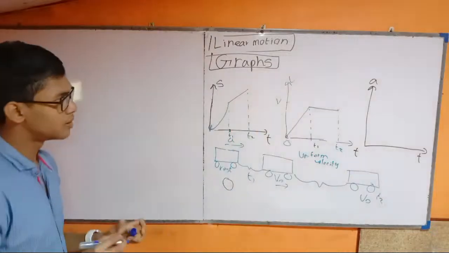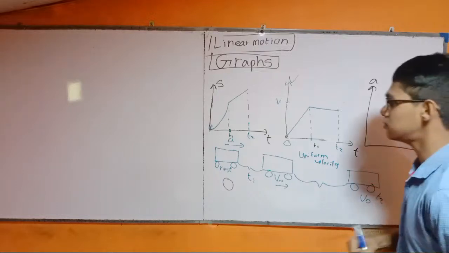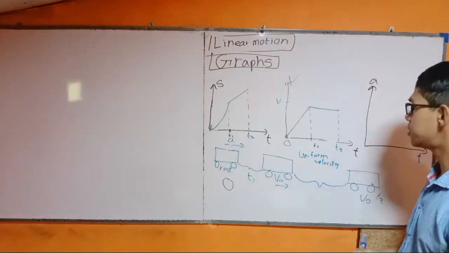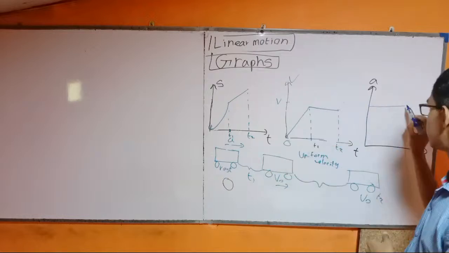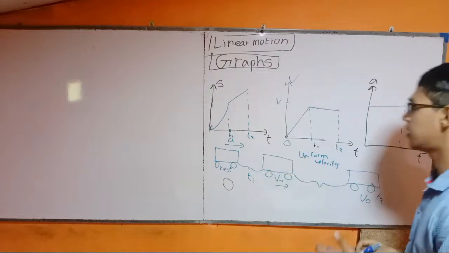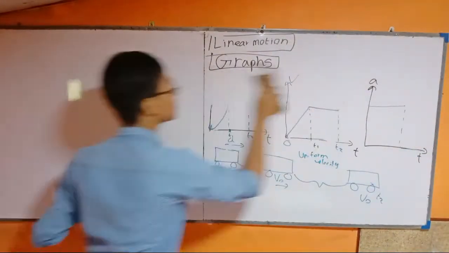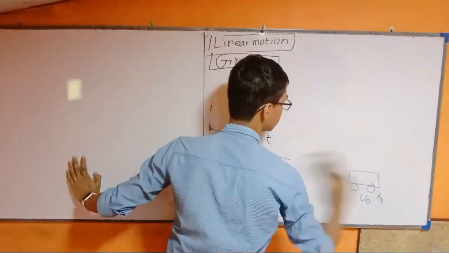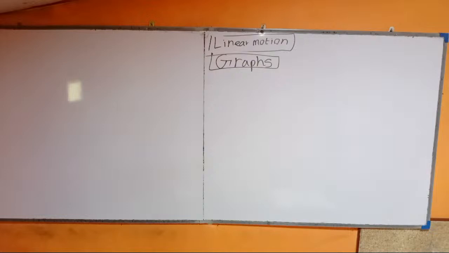Done. Now the acceleration time graph. Easy, that's easy, okay? Accelerating in the positive direction. Then no acceleration. After that, no acceleration. Easy, right? Right. Let's erase that now. Now let's go for a hard one.